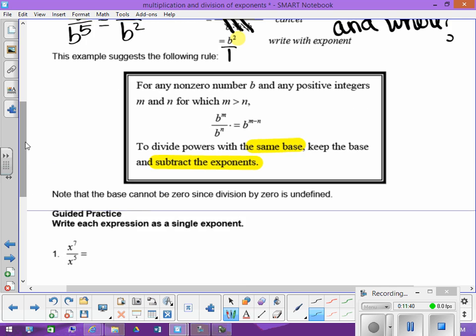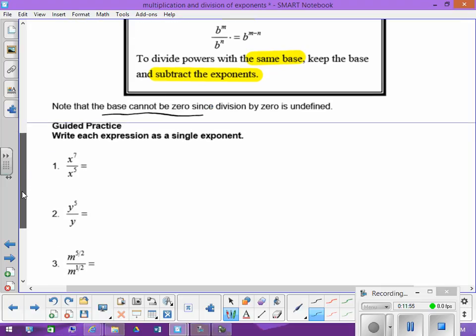And notice in the rule up here it says for any non-zero number b. Why would b have to be non-zero? Because can you divide by 0? No. That's why the base has to be non-zero. So, that's why it says that.